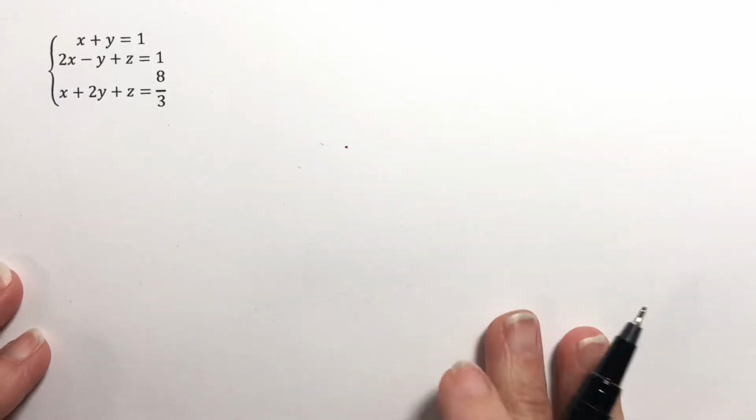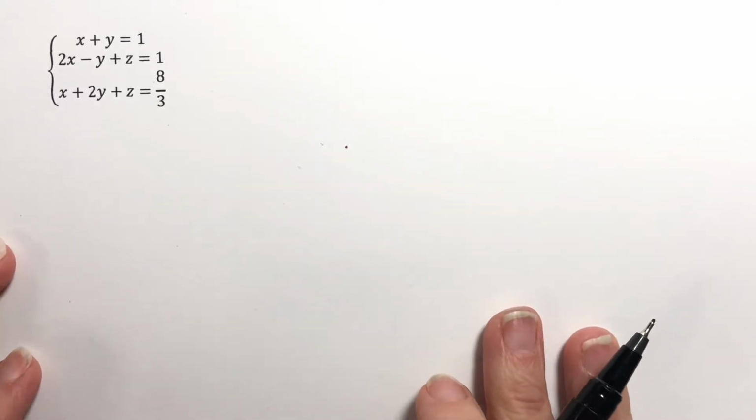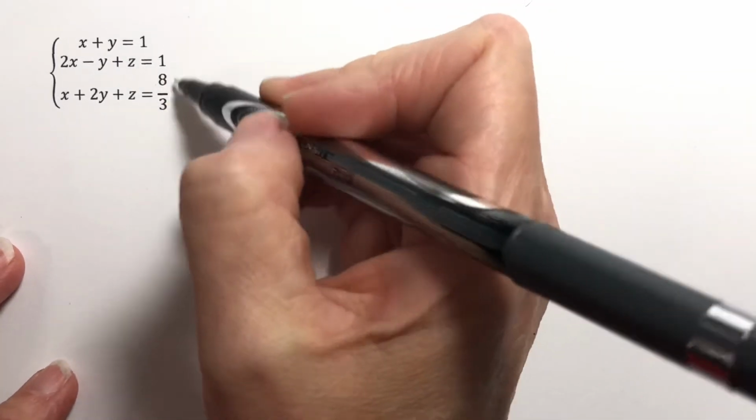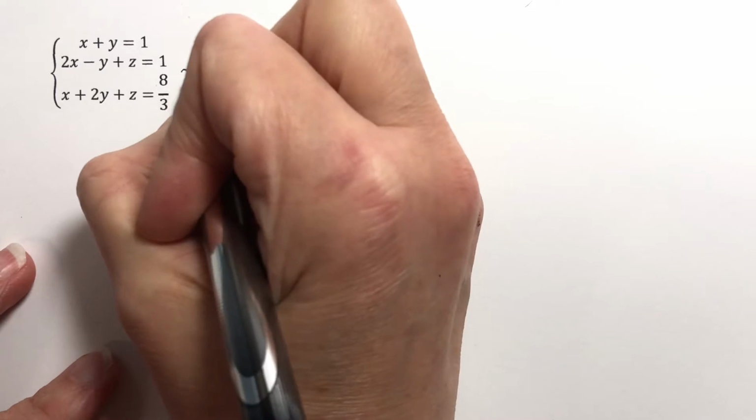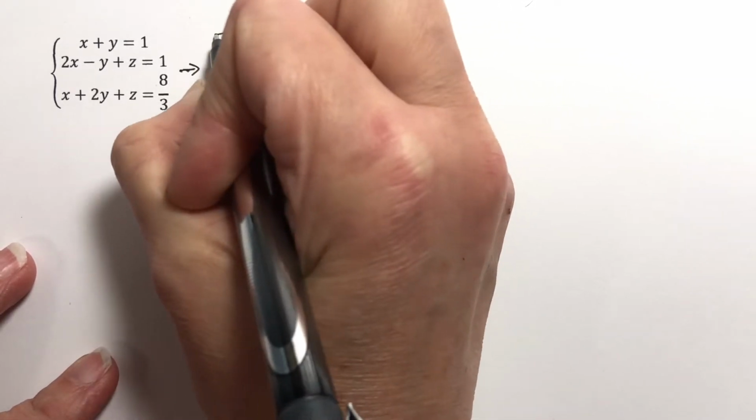This is part 5 of section 6.1. We are going to solve this system using Gauss-Jordan elimination. Our first step is to write our augmented matrix.